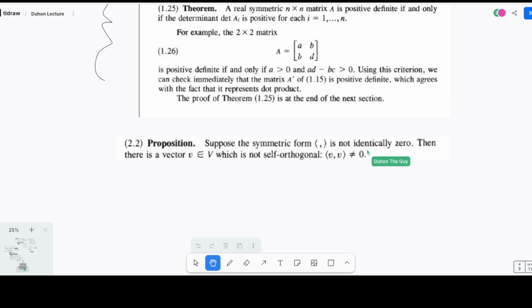Alright. What does that mean? That means that we're always going to be able to find a vector that when you do a symmetric form with itself, we get it to not be equal to 0, right? That's always going to be a thing, and I'm going to prove it right now.